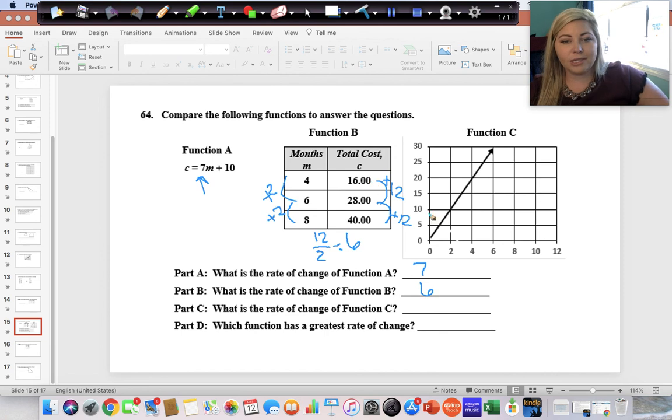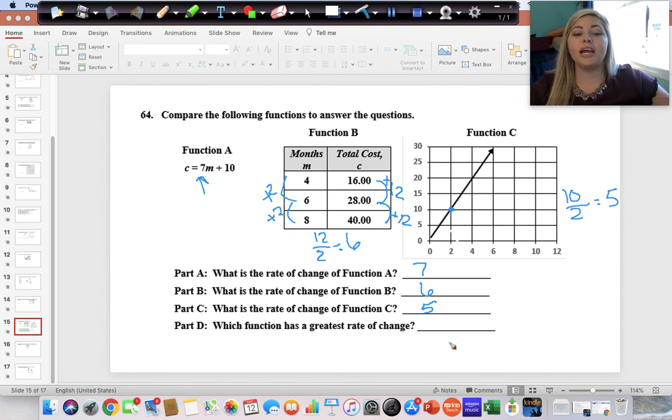And then function C is 10 over 2. So 10 over 2 equals 5. So function C is 5. What function has the greatest rate of change? That would be function A.